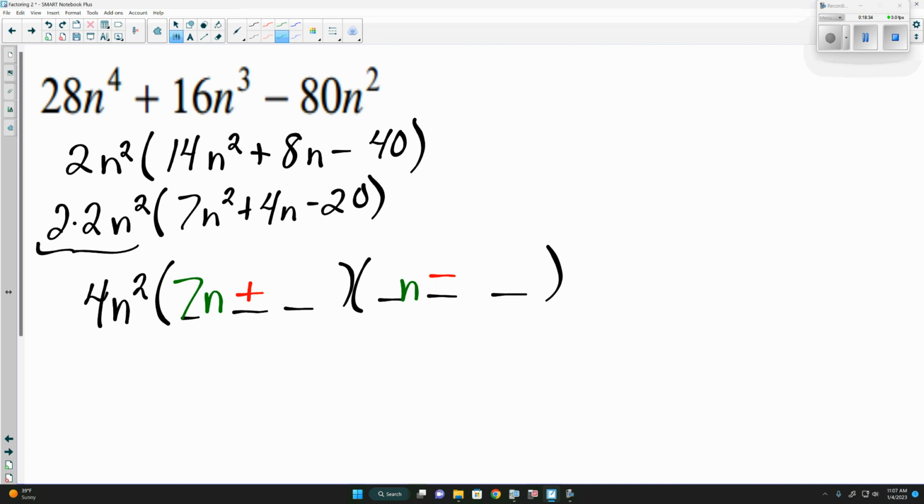Now we need to find the factors of 20. We have 1 and 20, 2 and 10, 4 and 5. Which one do we want to try first? 2 and 10, like this here.